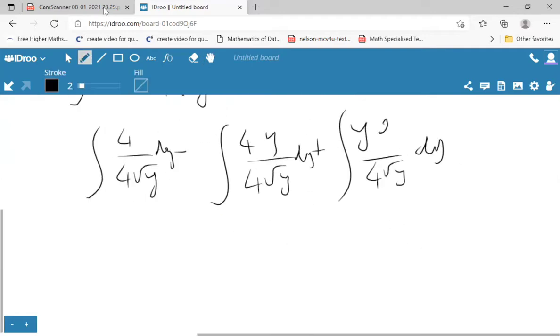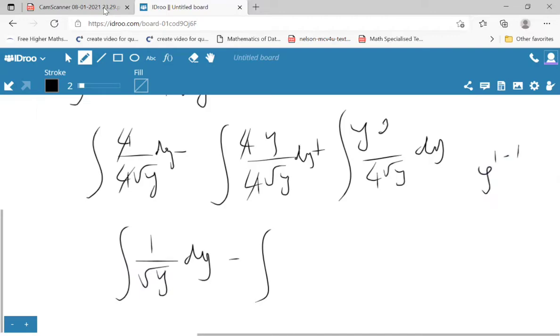Or you can see that 4 and 4 will get cancelled. Here also 4 and 4 will get cancelled. So I can write this as integration of 1 by root y dy minus, this can be written as 1 minus half. 1 minus half is nothing but half. So y to the power of 1 minus half. So that will give you half, y to the power of half, or root y dy.